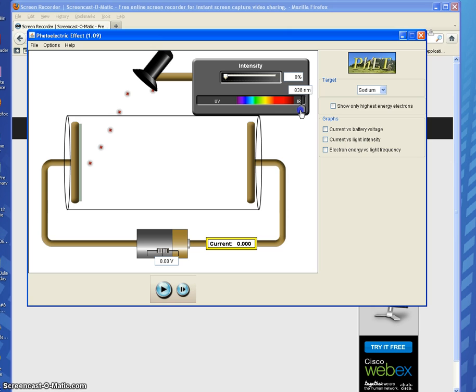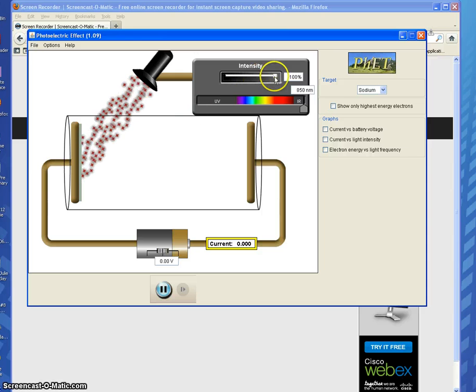So right now the light is in a very low, a long wavelength, low frequency, low energy mode. And there's almost no intensity. There's actually zero intensity, which means zero photons are actually being released. But if I increase the intensity, then you can see there's a whole bunch of photons. Although there's a whole bunch of them, none of them have a whole lot of energy because they're all infrared light. So I can increase the intensity all the way up to 100%, and I'm still not going to get any electrons because these photons just don't have enough energy to release the electrons.